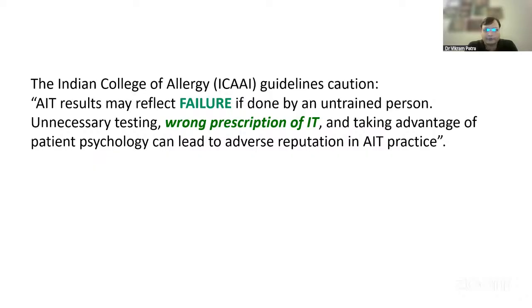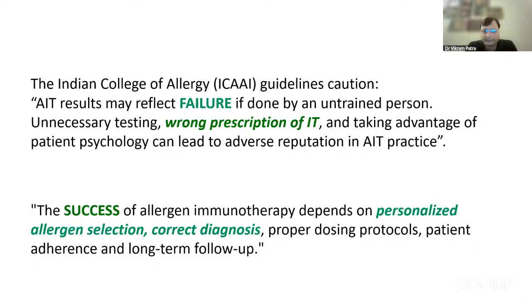This is a statement from the Indian College of Allergy (ICAI) guidelines, which cautions us that AIT results may reflect failure if done by an untrained person, with unnecessary testing, and most importantly, wrong prescription of immunotherapy. The success of allergen immunotherapy depends on personalized allergen selection and correct diagnosis, followed by proper dosing protocols, patient adherence, and long-term follow-up. But how to have this personalized allergen selection and correct diagnosis?